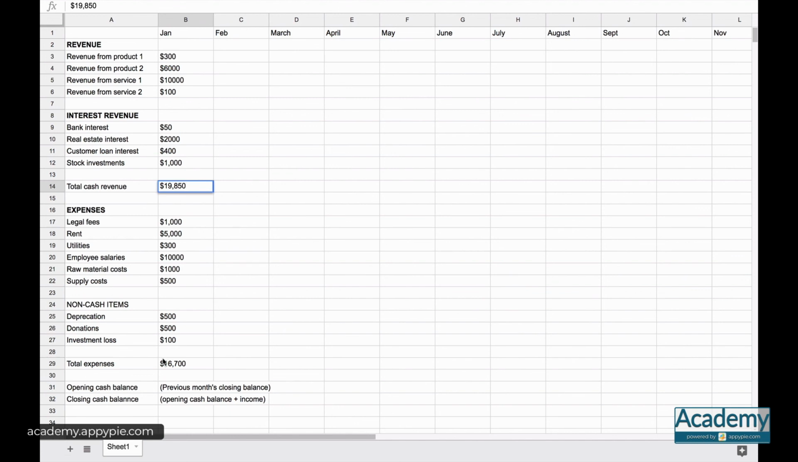And again, for most small businesses, when you're starting out, you want to be doing this monthly. Large companies, publicly traded companies, they do it quarterly, just so you can get a sense of the health of your business. I recommend that you do this monthly.